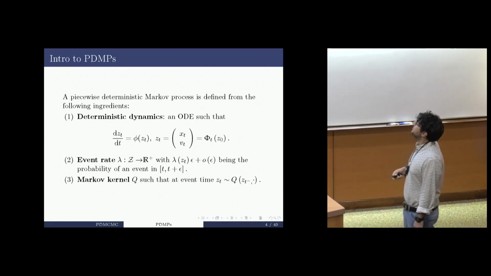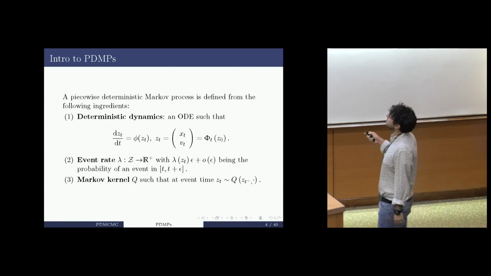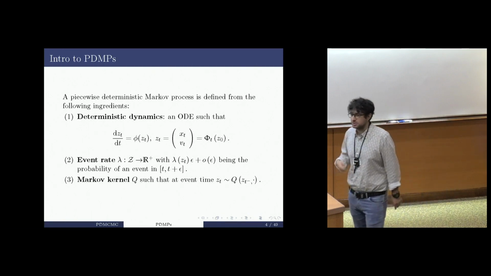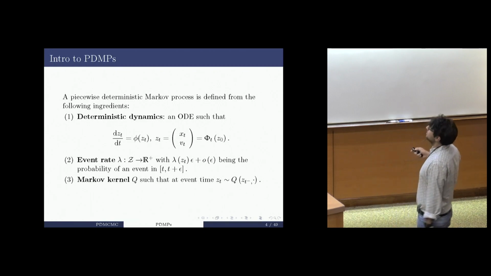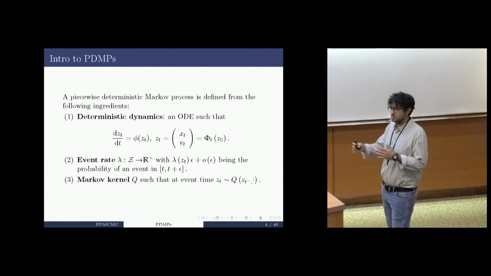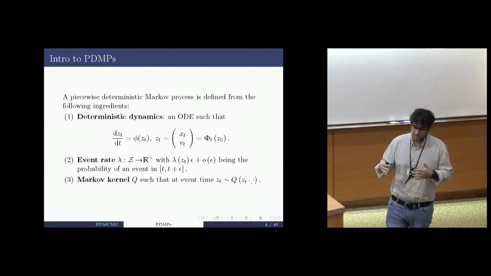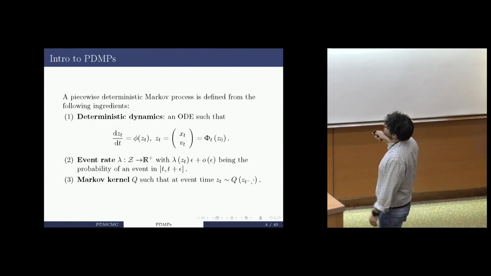So the basic ingredients of a PDMP are a deterministic dynamics, which is an ODE. So you have some kind of vector field. You compute the solution to that ODE, and then you have an event rate, which depends on the location. And at those times, when you have an event, you apply a Markov kernel.